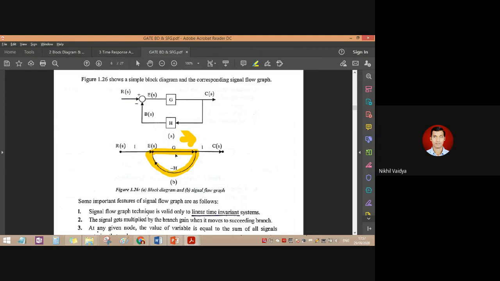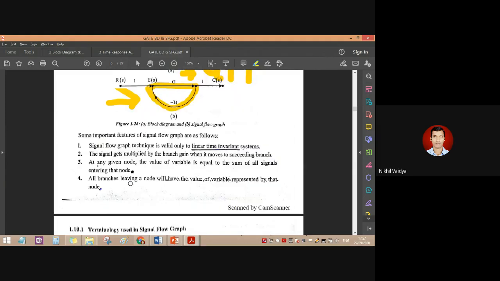And what is loop gain? It is the multiplication of the respective branch gains. So G and minus H, so finally I'm writing minus GH as the loop gain of this particular loop mentioned in this signal flow graph.